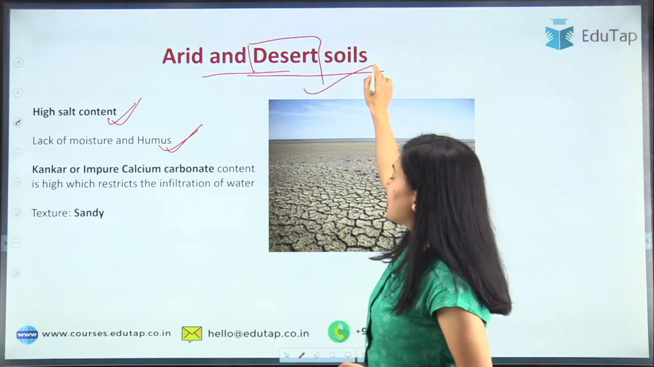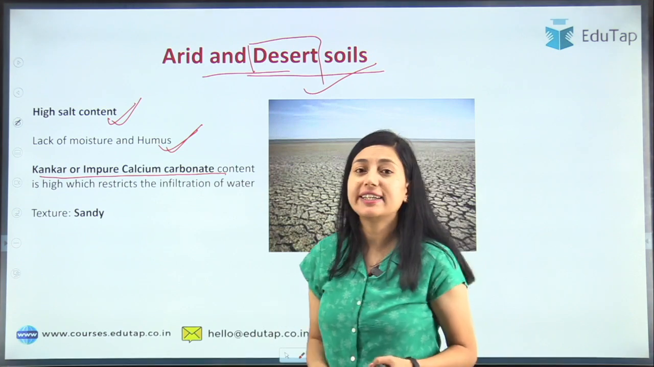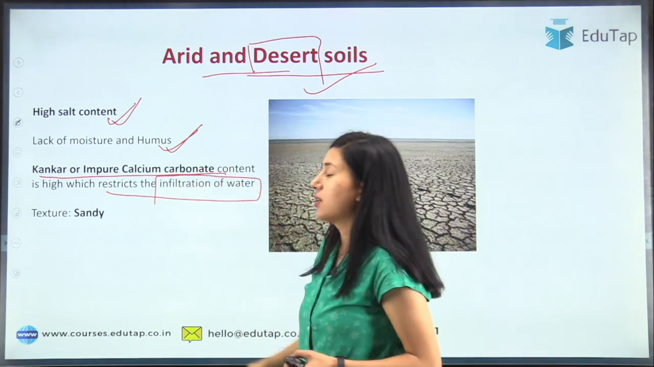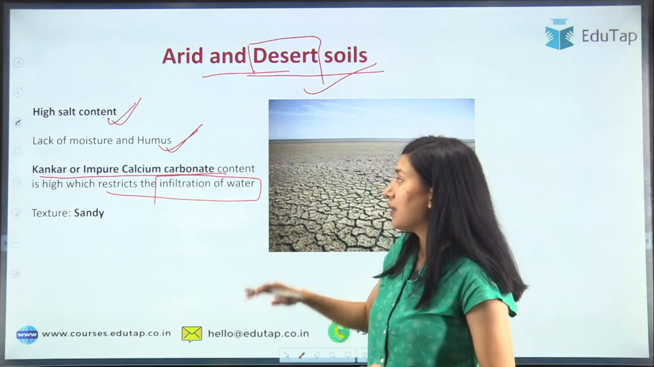Plus, students, in such type of soil, your kankar or impure calcium carbonate content is high, which restricts the infiltration of water. Now, what is infiltration of water? It is the entry of water into the soil.